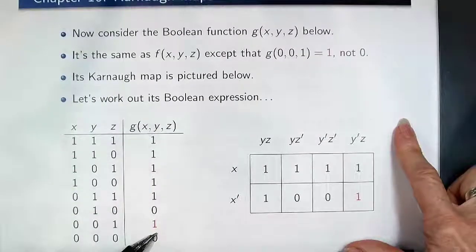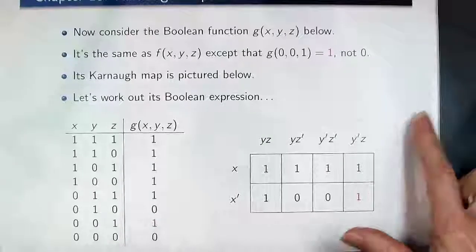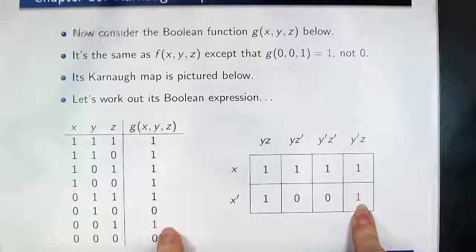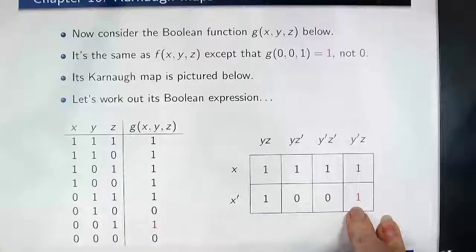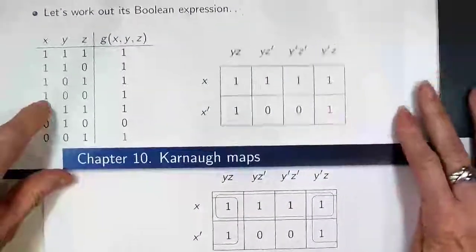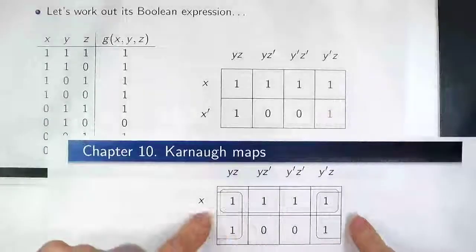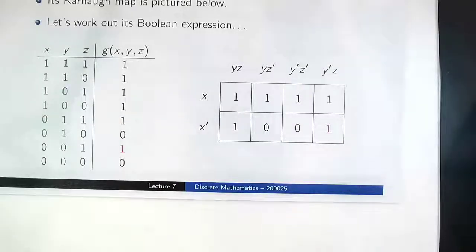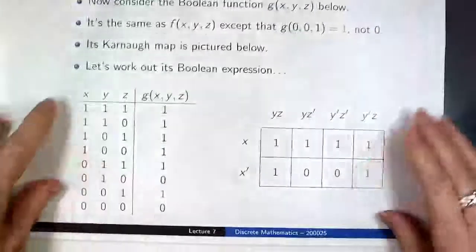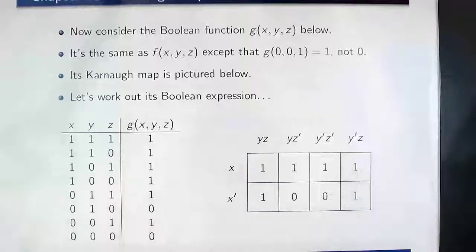Okay, this is like the previous function, except we've got an extra 1 there. So only one thing has changed from the previous example, and that's a 1 there, which gives us a 1 in that box. The previous example had that Karnaugh map, the one below.